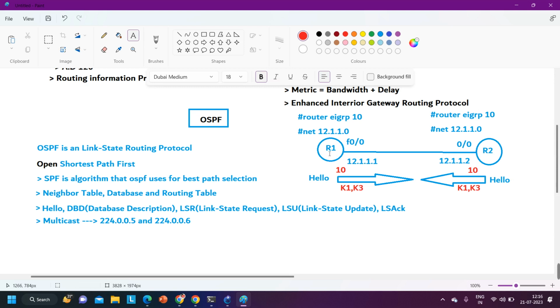Once router 1 receives the hello message of router 2, first of all it will check the AS number. The AS number coming inside the hello message is 10, and what AS number is running on me? Okay, the same AS number is running on me also. That means we can form neighborship. Let me check the K values. Okay, he is using K1 and K3. I am also using K1 and K3 values. So we can form neighborship. Getting my point?